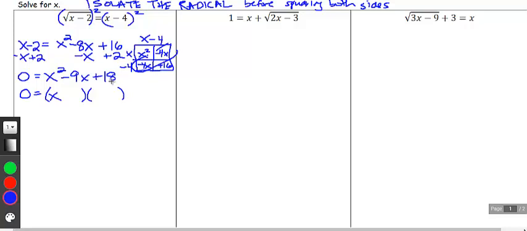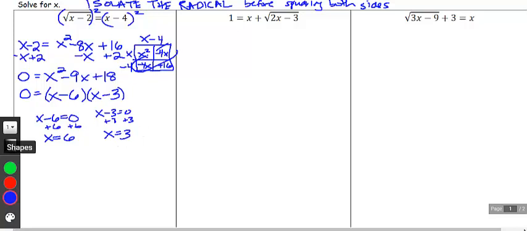Numbers that multiply to 18, 6 and 3 work, and we want them to add up to -9, so I'm going to go with negative, so -6 and -3. And now if I set each factor equal to 0 and solve for x, I get x equals 6, and over here I get x equals 3. Do not just circle those right away though, because here is where the real work starts to happen.